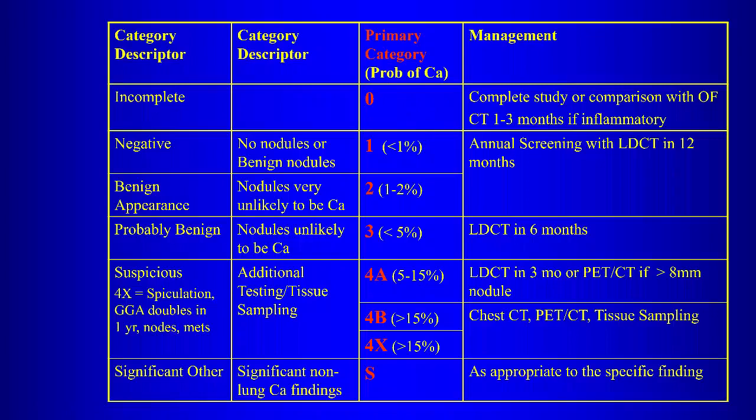Or if we know the patient has prior studies and we would like to compare with the prior studies to give us a more accurate interpretation of what nodule we're looking at, you can use the category 0 if you expect to get hold of the prior studies.